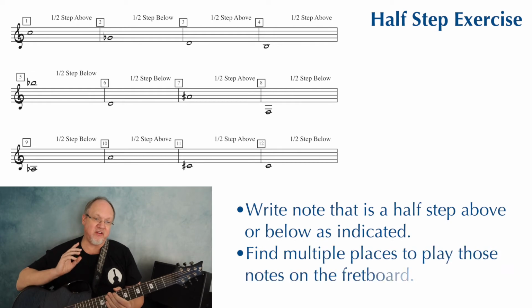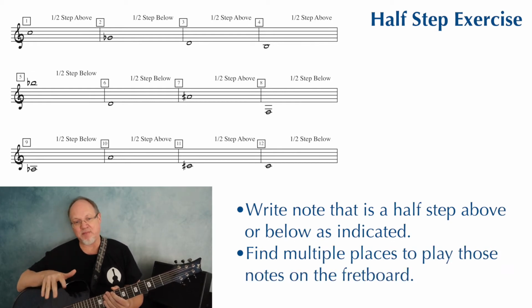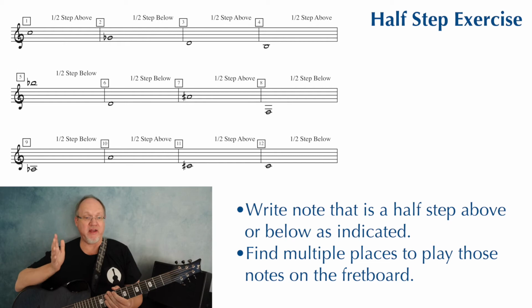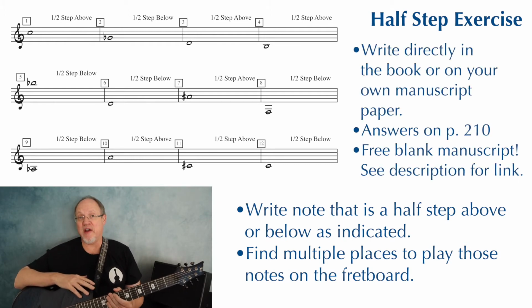You're given a series of notes, and for each note, write either a half step above or below, depending on the instruction. Once you've written those notes, find different places to play each pair of notes on the fretboard, and play those notes on the same string and also play them on different strings. You're going to need something to write on, and I have some free manuscript paper you can download from my website. I will put a link for that in the description.